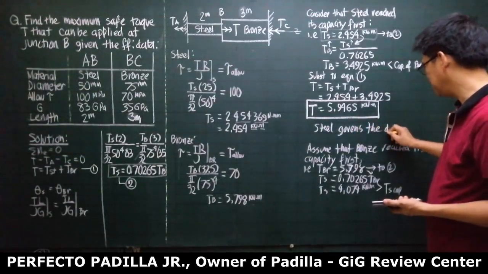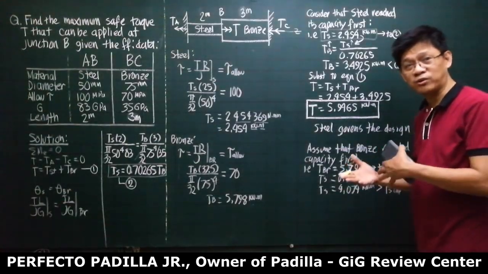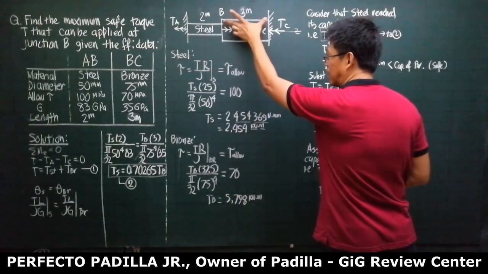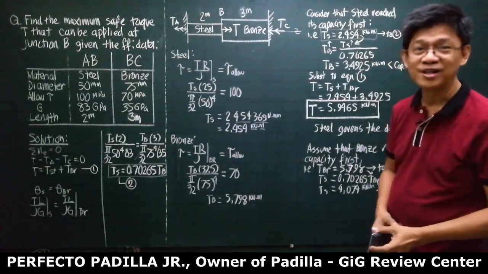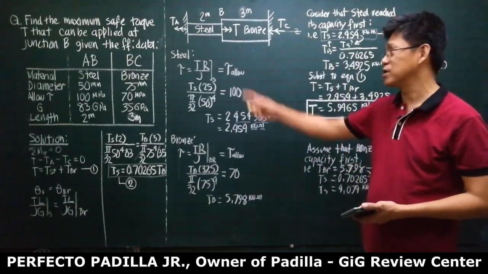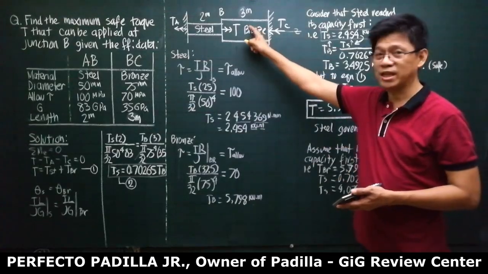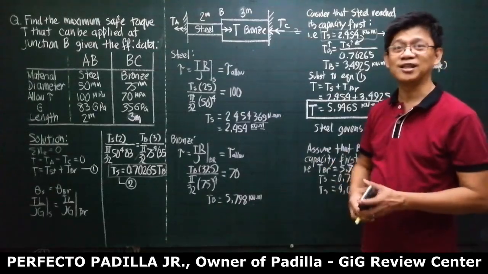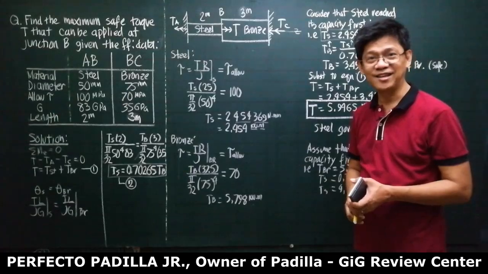Now, it is logical to think that bronze will control the design when your L is less than 1.807. You get it? Because when L is greater than 1.807, like 3, steel controls the design. But when this is less than 1.807, let us say 1 meter, then it will be bronze that controls the design. You get it? Okay?